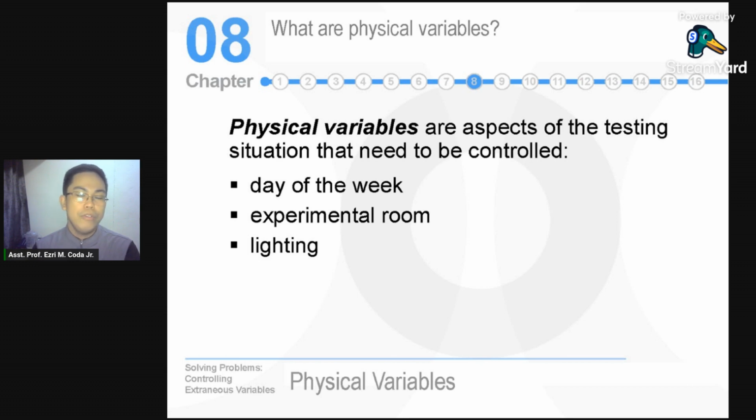For example, on Monday, our mood during the weekend was so good, and then it's Monday again. So our conditioning there is that we feel tired during Mondays. So we have to know how to address this issue or this variable, because this will really affect the responses of our respondents.